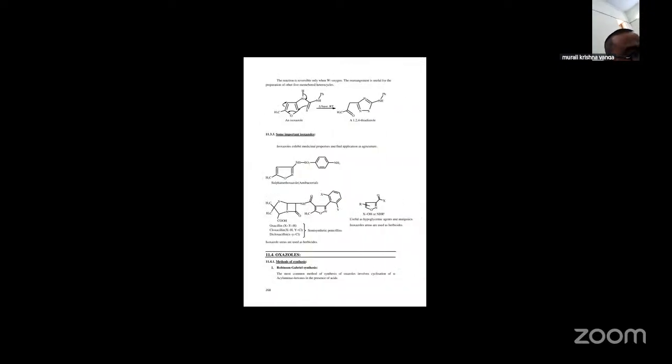Some important isoxazoles. These isoxazole derivatives act as antibacterials and herbicides, anti-allergic and hypoglycemic agents.